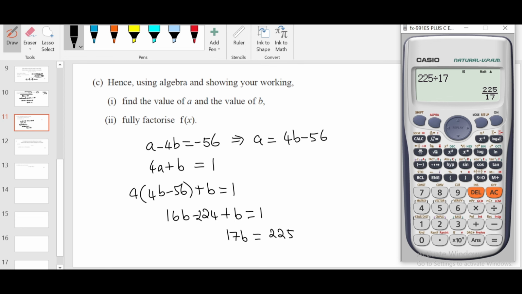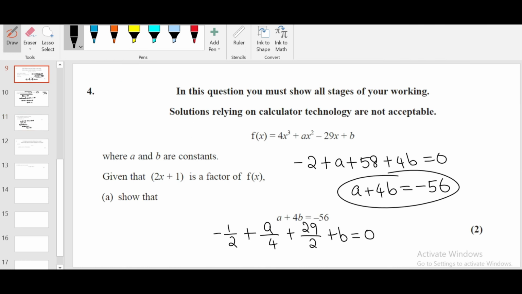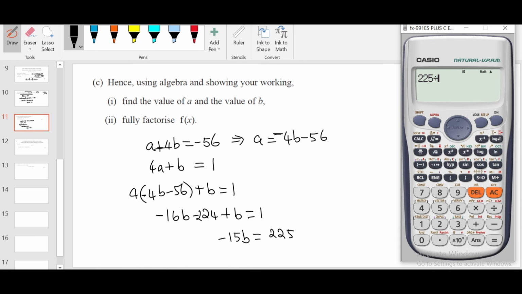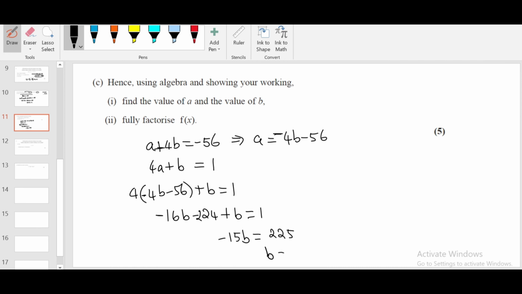I always like to double check. So I'm gonna check the equations. The first one, a plus 4b is negative 56. A plus 4b, sorry, I put minus here. So in that case, this is gonna be minus 4b. So minus 16, it's going to be minus 15b. So 225 divided by minus 15 is minus 15. B is negative 15. Sub in here, 4a is equal to 16. A is 4. We got the value of a and b.